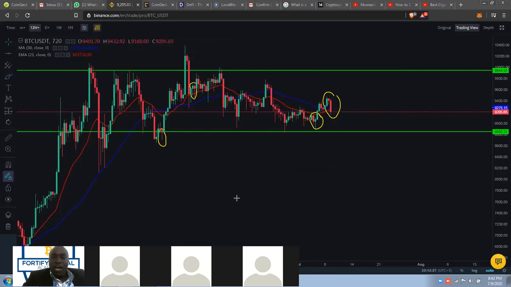Whenever you see a smaller EMA being above a bigger one, we are in an uptrend. Whenever you see a smaller EMA being below a bigger one, we are in a downtrend. So if the bigger one is above, we are in a downtrend. If the smaller one is above, we're in an uptrend. When it is the opposite, when the smaller one is below, you're in a downtrend.